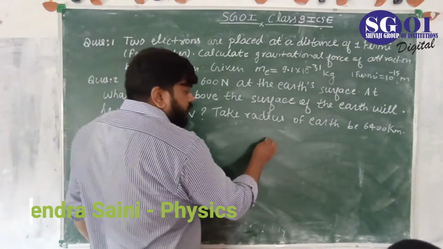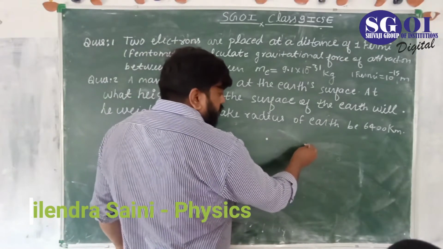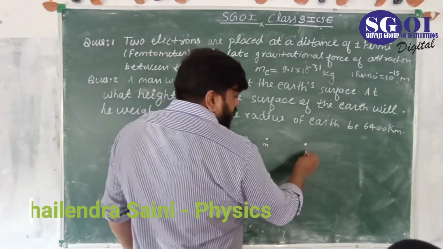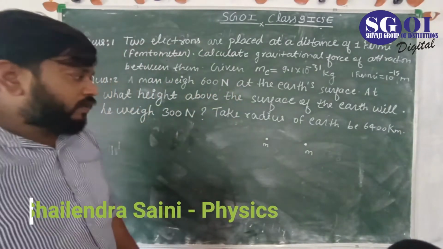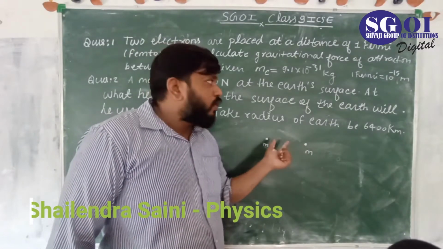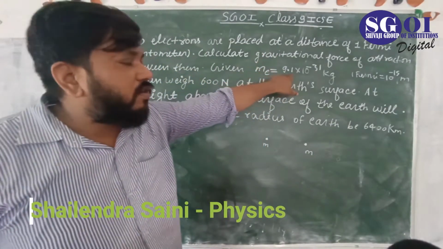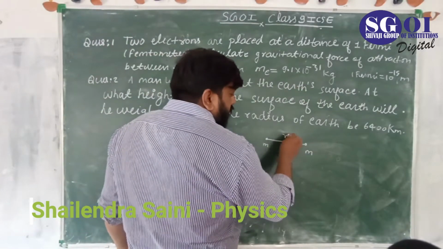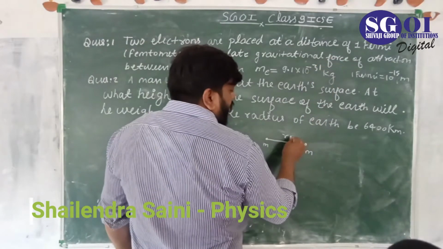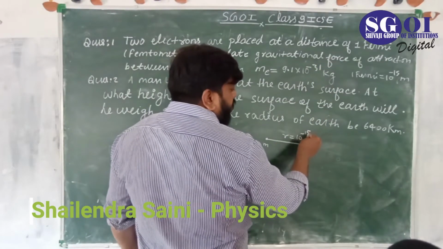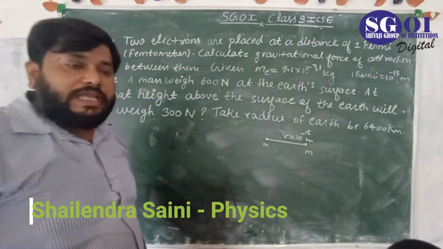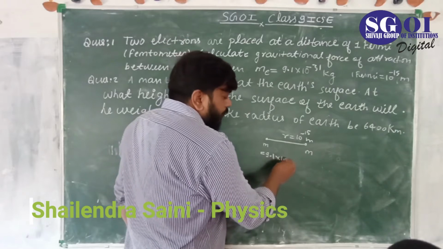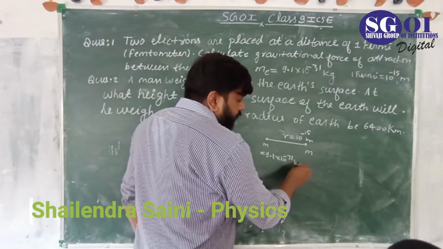Suppose this is an electron and this is also an electron, and the mass of this is m, this is the same, so this would also be m. Here m1 and m2 are both the same because both are electrons, and the mass of an electron is 9.1 into 10 to the power minus 31 kg. The distance between them is given as 1 Fermi, which is equal to 10 to the power minus 15 meter, because we have to solve in the SI system.